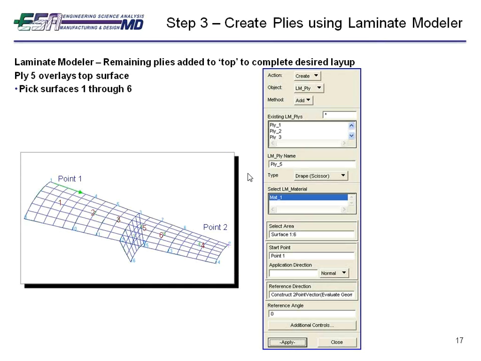So we're going to pick surfaces 1 through 6, which are all the top side surfaces. We're going to clear the contents of the application direction box. By default, the MSC Laminate Modeler will apply direction on the top, or you can put a vector pointing to the top side of the surfaces. But we're going to leave it blank and let the default do its job. Reference direction is going to be from point 1 to point 2, and reference angle is going to be 0.